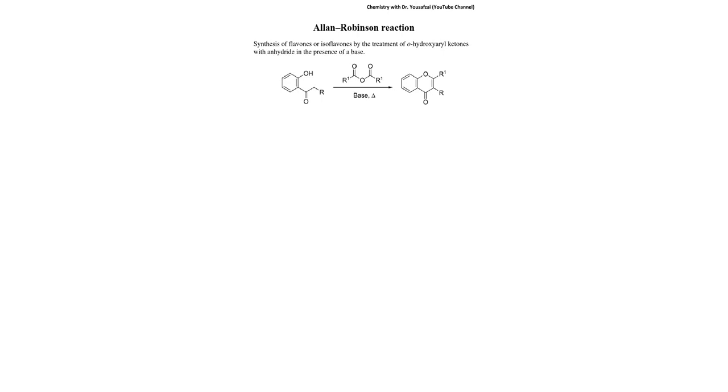In today's lecture, we will discuss the Allan-Robinson reaction. In this reaction, flavone or isoflavone will be synthesized by reacting alpha hydroxyketone with acid anhydride in the presence of base. This is alpha hydroxyketone. When alpha hydroxyketone reacts with acid anhydride in the presence of base, it results in the formation of flavone or isoflavone. Let's have a look at the reaction mechanism of this reaction.